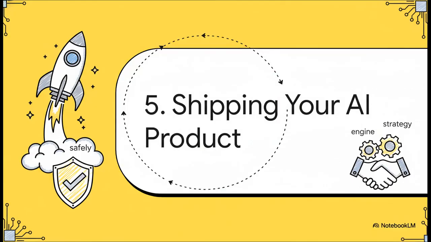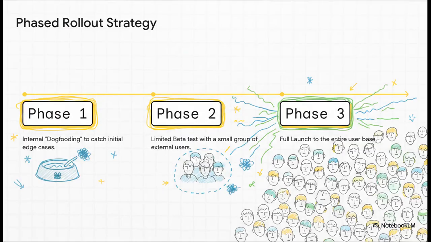So, we've defined our strategy, we've spec'd out our AI engine, and we've built our trust framework. Now let's talk about the final piece of the puzzle, how to actually launch this thing safely and responsibly. Because AI is probabilistic, you almost never just flip a switch and launch to everyone at once. That's what we call a big bang launch, and it's just too risky. The best practice is a phased rollout.